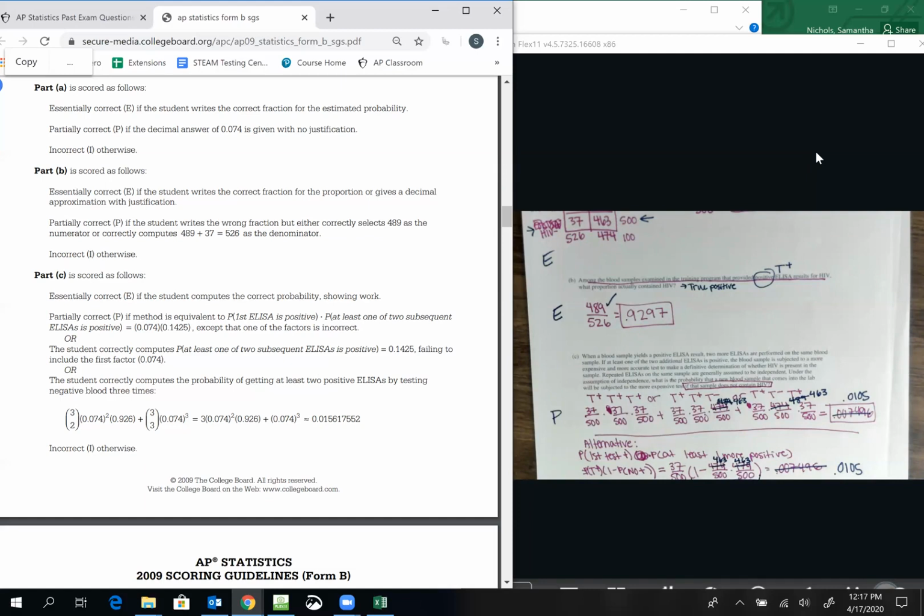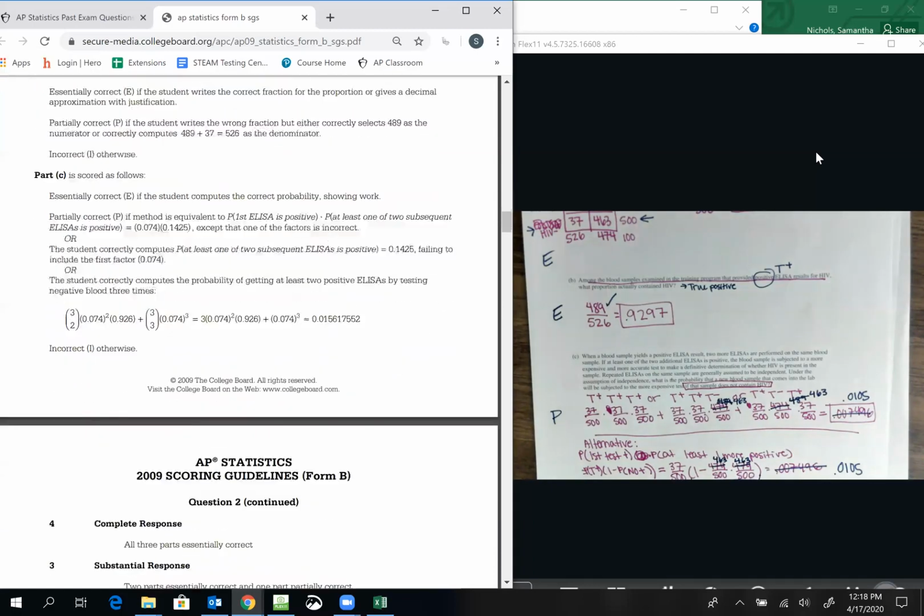Or if you did binomial and you said you want at least 2 successes out of 3 trials, but you didn't take into account that the first trial has to be positive. So if you just treated it as if there were 3 different ones and you wanted 2 positive results, that can also get you a partially correct. That equivalent answer would be 0.0156. Incorrect otherwise.